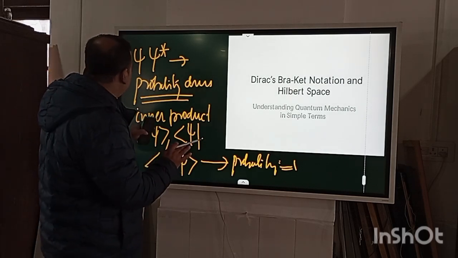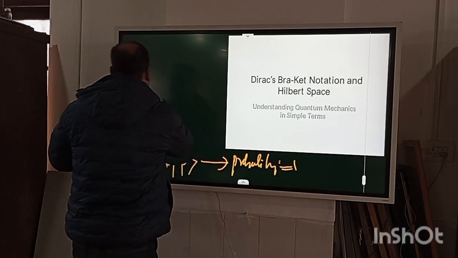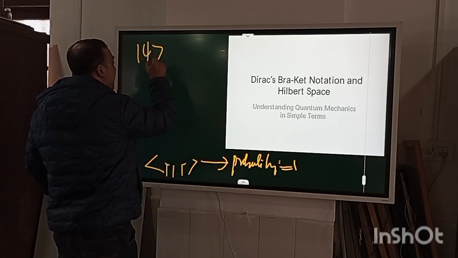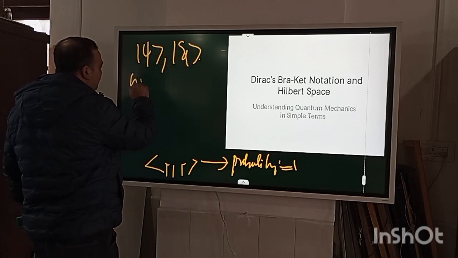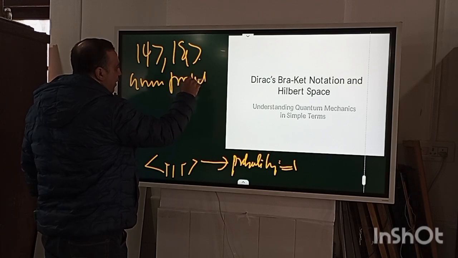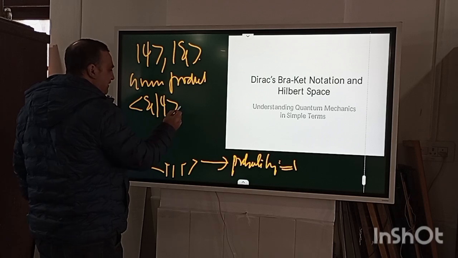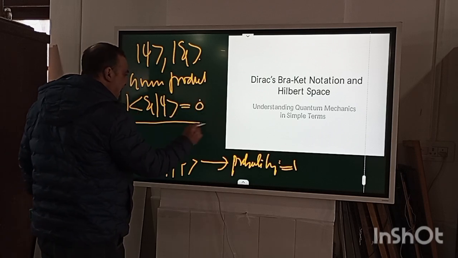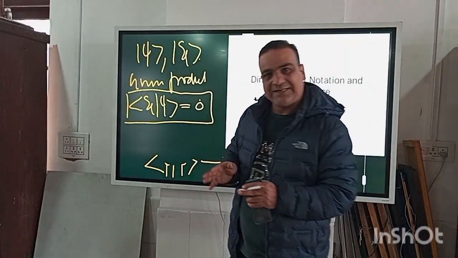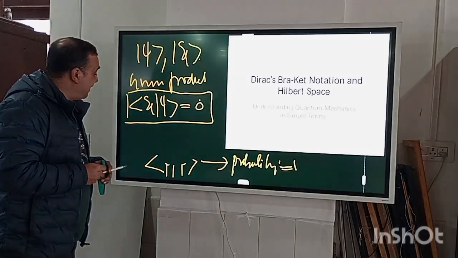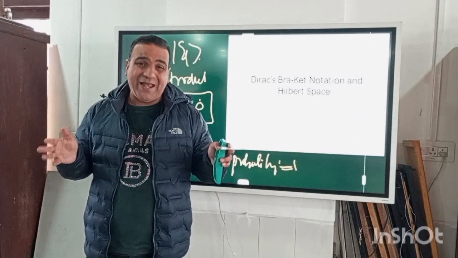And if we have two different state vectors, say the state vector psi and the state vector zeta, and if I take the inner product of these two states, zeta and psi, and this inner product comes out to be 0, what does this tell us? If the inner product between the two states, psi and zeta, leads us to 0, it means that the two states are orthogonal to each other. The two states are perpendicular to each other.